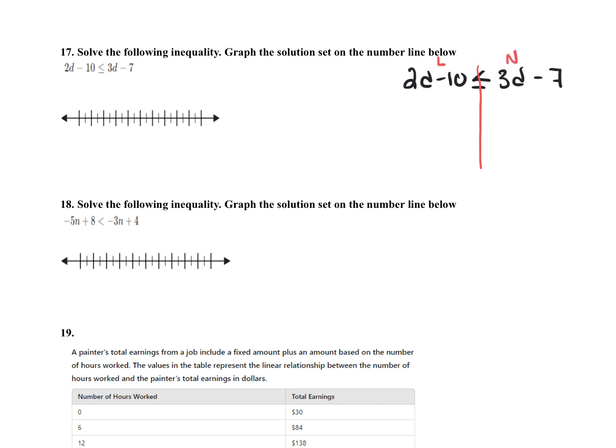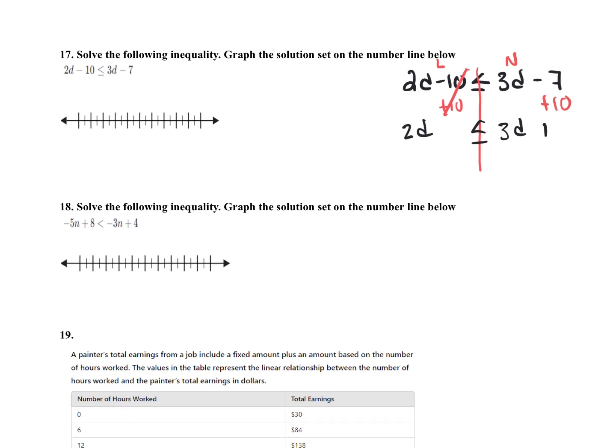On my letter side, 10 is just a number, so 10 is negative. So to undo negative, add 10. On the other side, we add 10, and I put the 10 with the 7 so I can combine like terms. So now I have 2d less than or equal to 3d. Negative 7 plus 10 makes a plus 3.